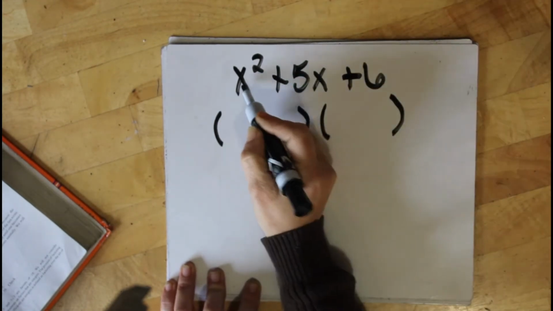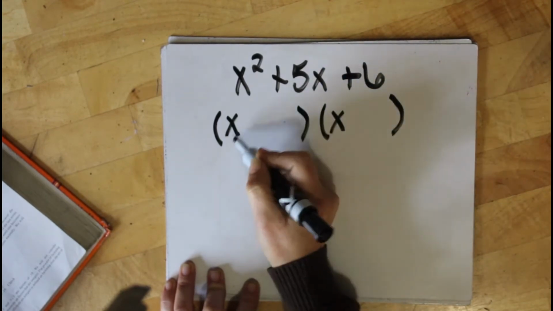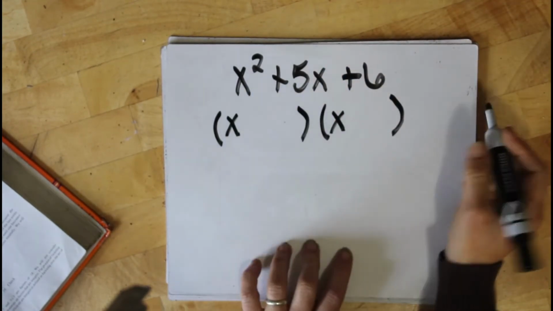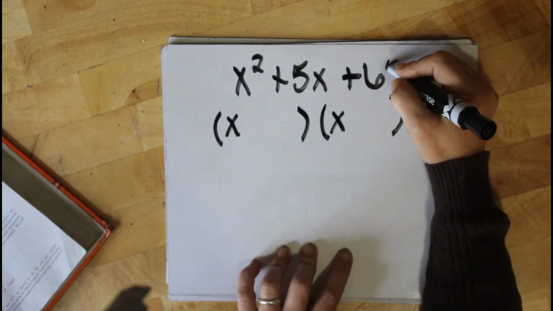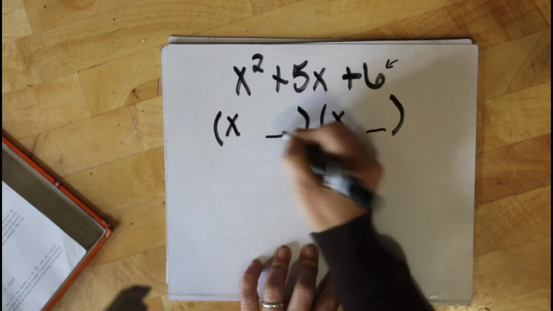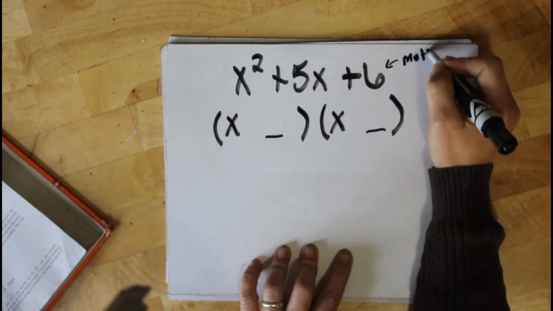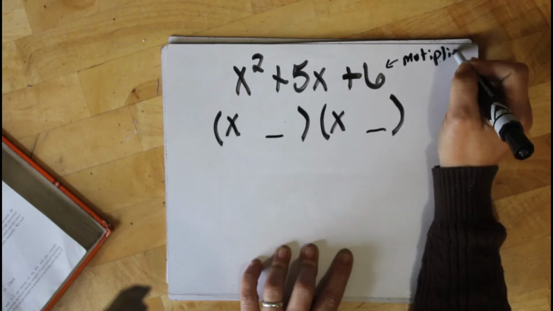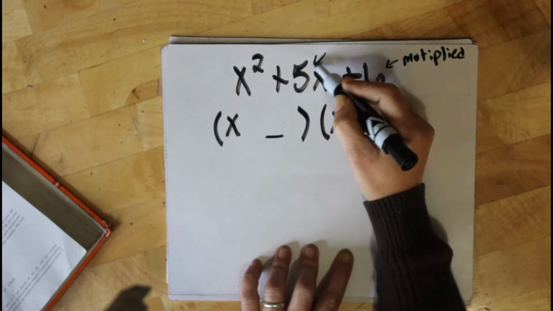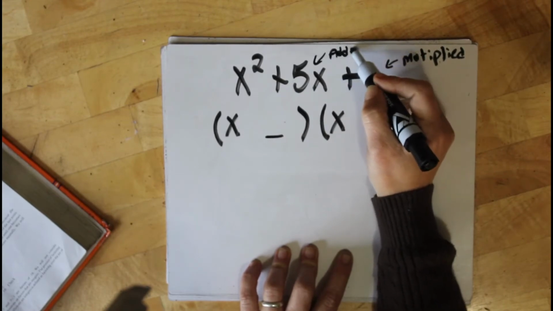And now it starts with x squared, so we know that we have to have an x here and an x here because x times x is going to make x squared. Now the pattern is this last number that doesn't have an x is going to be the two numbers, this blank and this blank, multiplied together. And this one is going to be the one that's attached to the x, the two numbers added together.